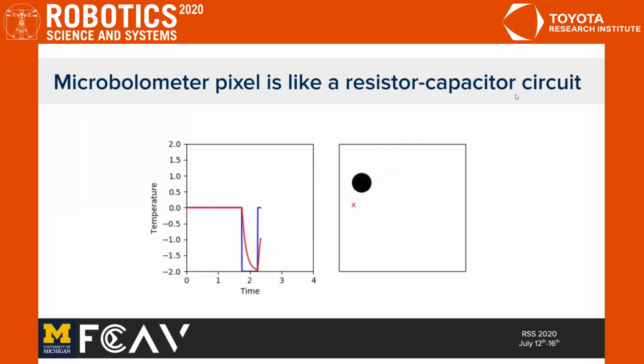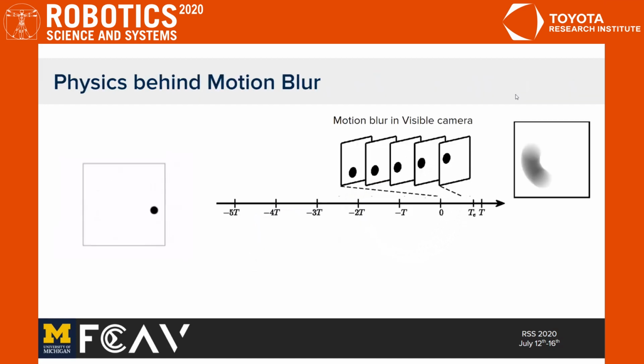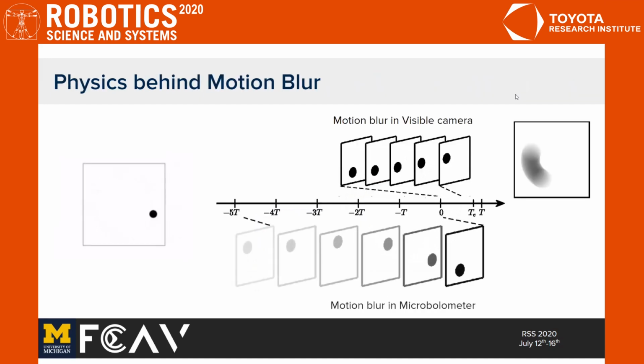The true temperature of the corresponding scene point is a square pulse plotted in blue. However, the temperature returned by the pixel, shown in red, exponentially decays and grows, much like a resistor-capacitor circuit. The cumulative result of this effect at all the pixels appears as motion blur. Clearly, the difference in the underlying physics is reflected in the distinct appearance of motion blur in these two sensors.